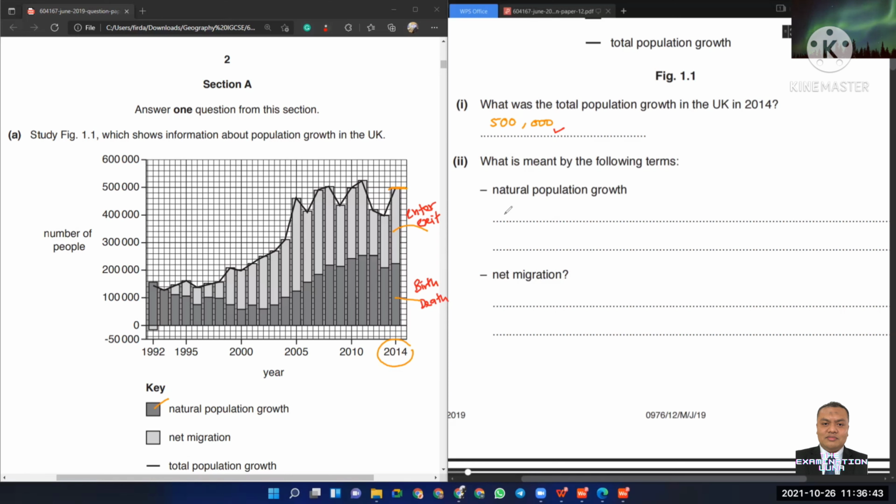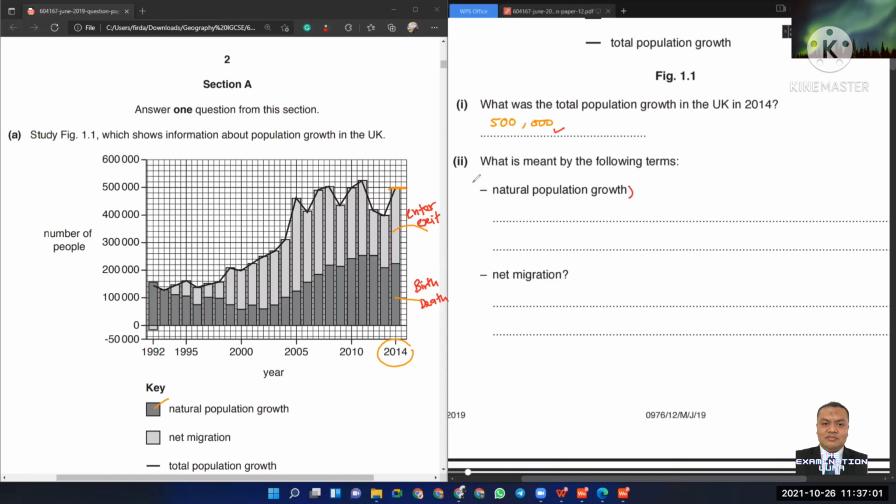Okay, baik. Number 2. What is meant by the following terms? Natural population growth. Okay, as I have mentioned to you before, the natural population growth, the meaning is the difference between the number of births and deaths. Okay, so kamu dah tahu tadi kan?